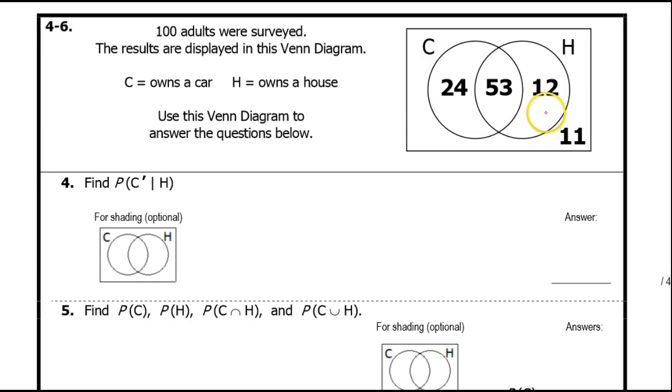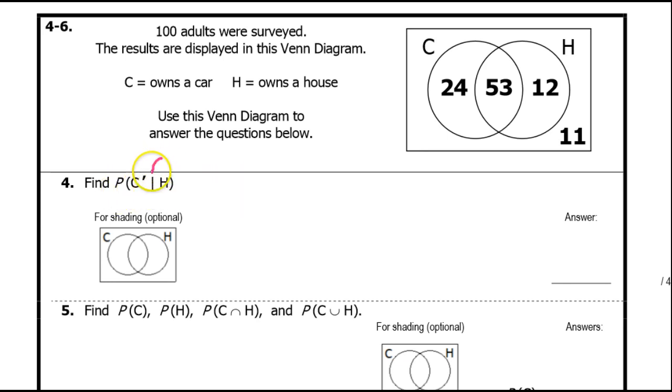All right, so we have this Venn diagram. 100 adults were surveyed. The results are shown here. Event C is owns a car. Event H is owns a house. All right, car owners and homeowners. So we're going to use this diagram to answer these questions. Okay, so this means the probability of not C given H. All right, the probability of not C given H.